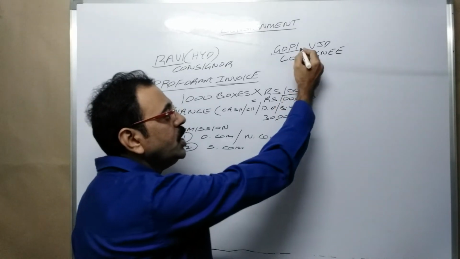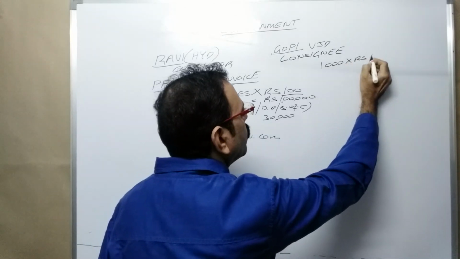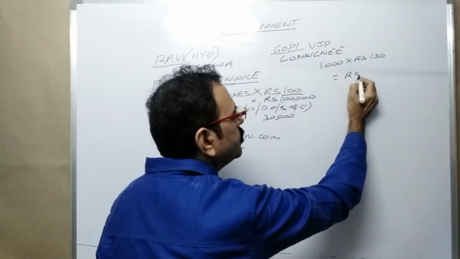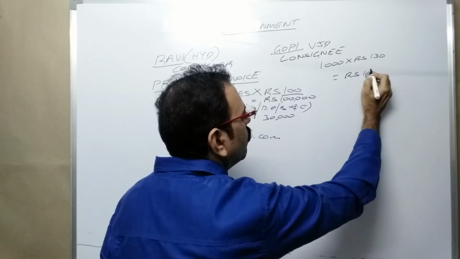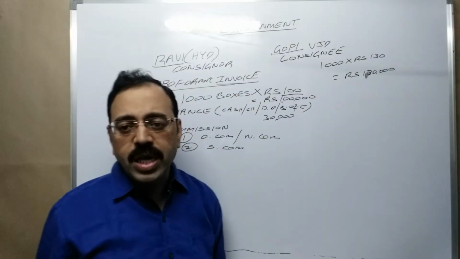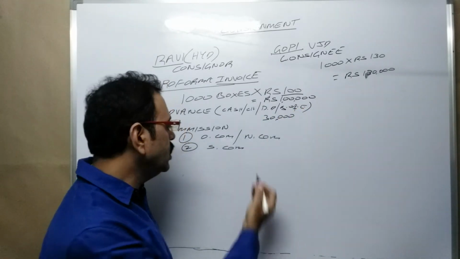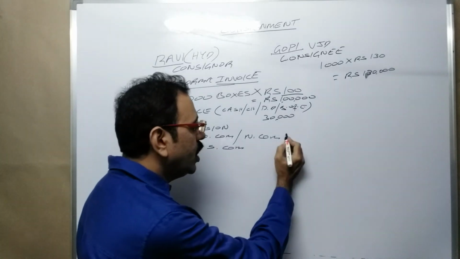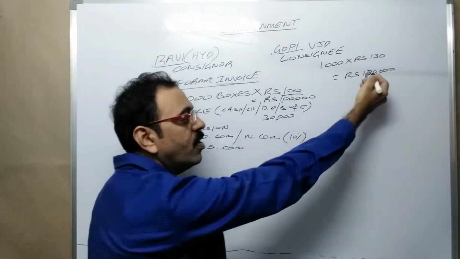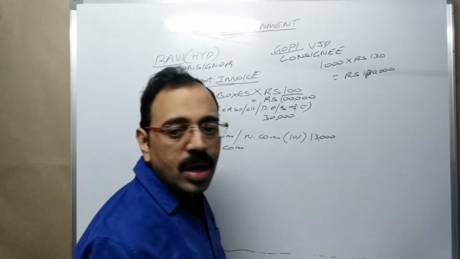Assume that consignee sold entire goods 1,000 boxes at the rate of 130 each. Then total sale is 1,30,000 rupees. On this total sale, consignor pays some commission to consignee. That commission is known as ordinary commission. Assume that ordinary commission is 10%. So 10% of 1,30,000. How much it will be? 13,000 rupees commission consignee is going to get.